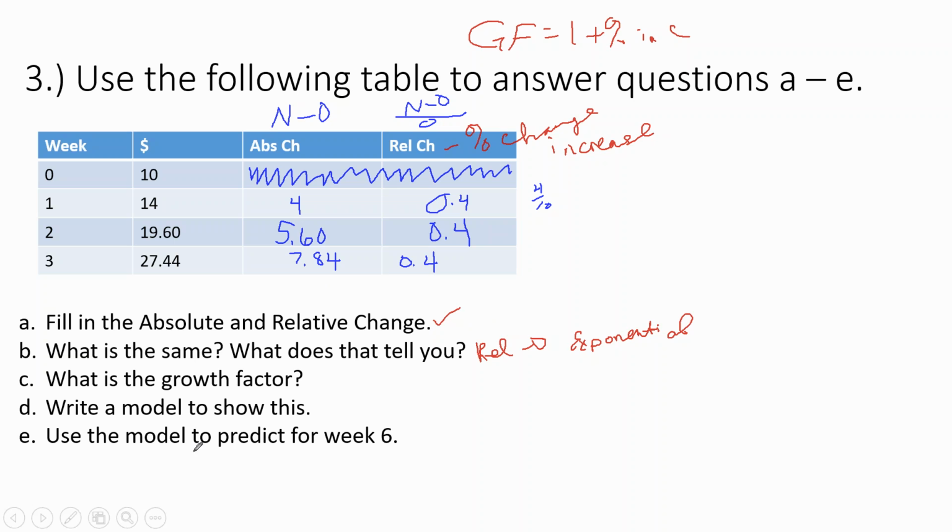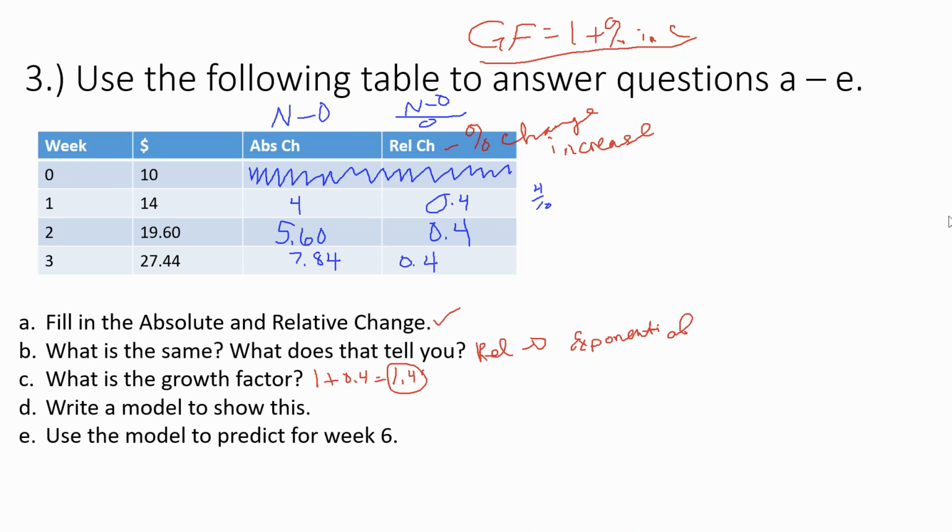Okay, so how do I find my growth factor knowing that I have an exponential model? I mean, I wrote it at the top, but with the numbers that we have, how do you find the growth factor? 1 plus the 0.4. Exactly. So 1 plus 0.4 gives us 1.4. So there's my growth factor. And anytime you are growing, that value has to be bigger than 1. Because think about it, you're multiplying. And if you multiply by something bigger than 1, it's going to get bigger. So that's what we want.